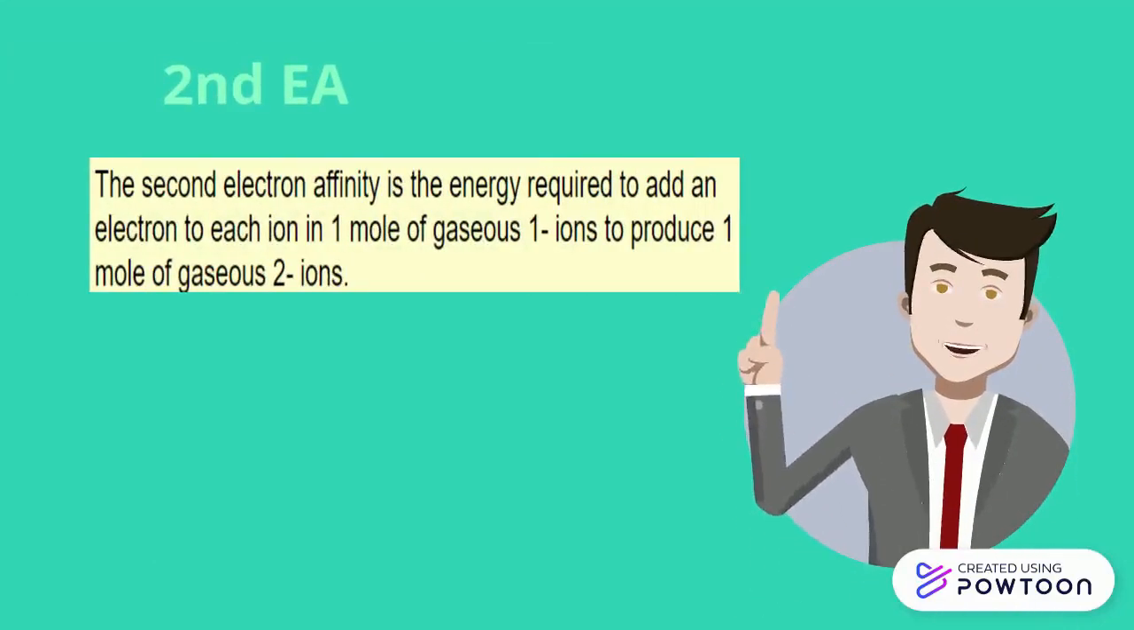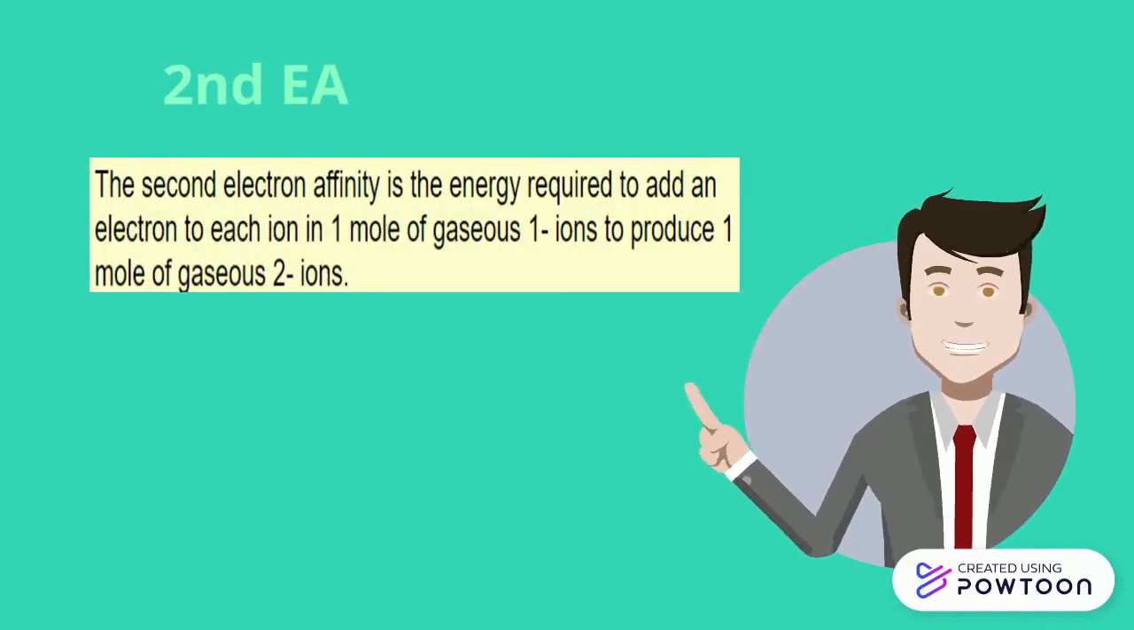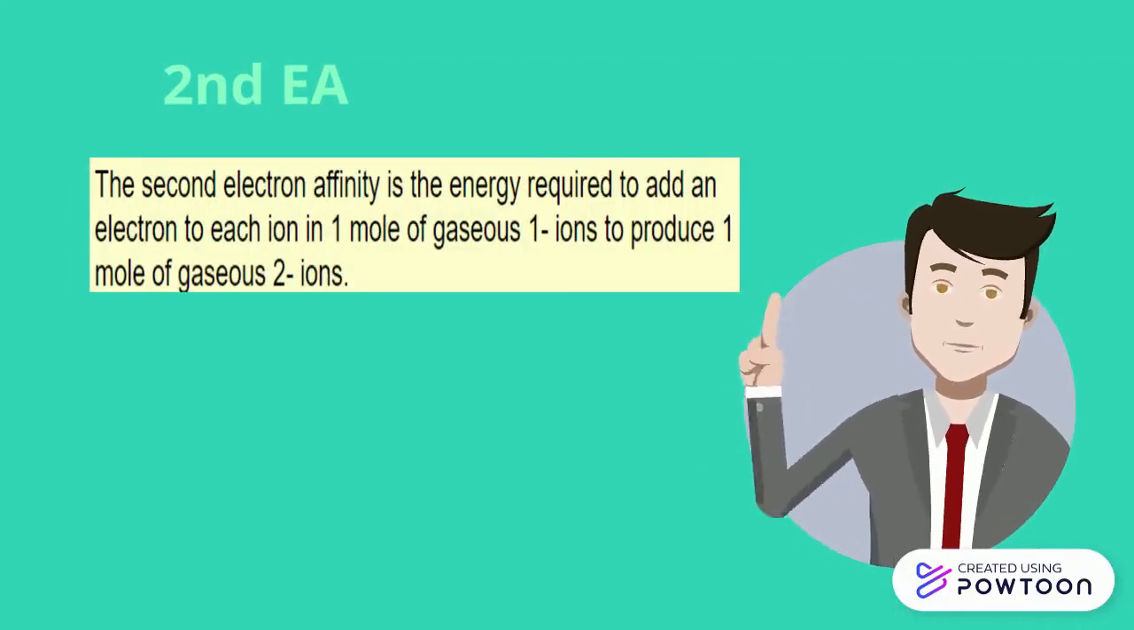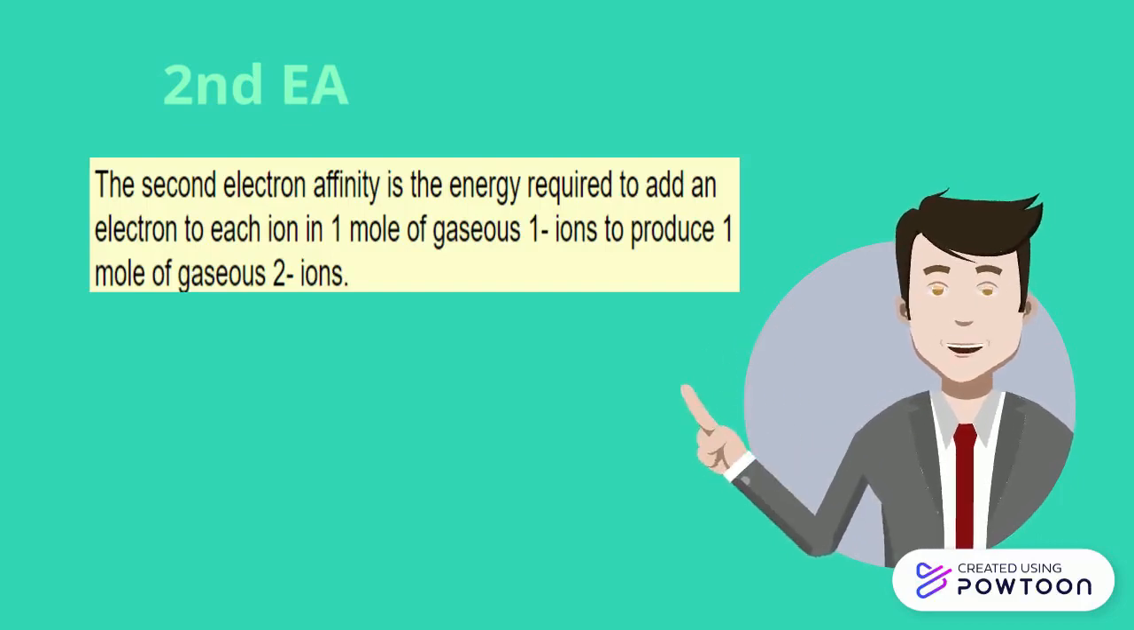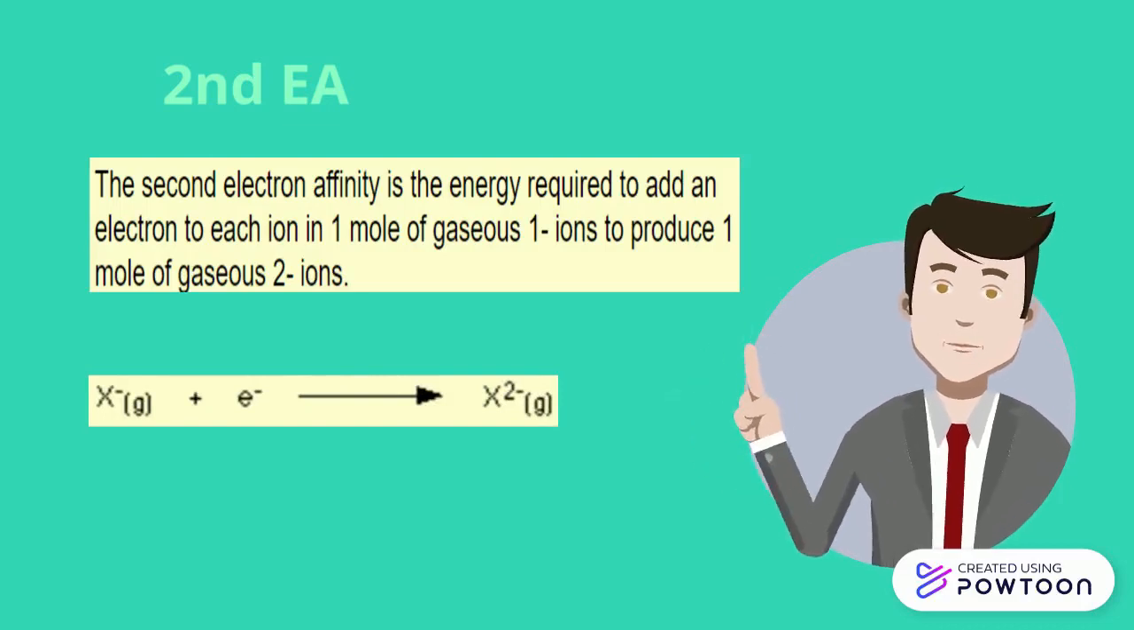The second electron affinity is the energy required to add an electron to each ion in 1 mole of gaseous negative 1 ions to produce 1 mole of gaseous negative 2 ions. For example, X negative 1 ions receive an electron to form X negative 2 ions.